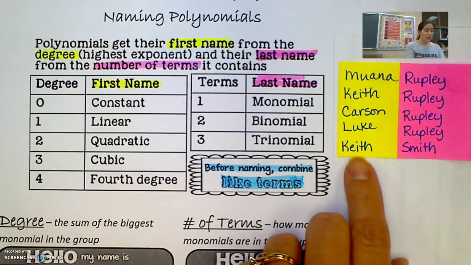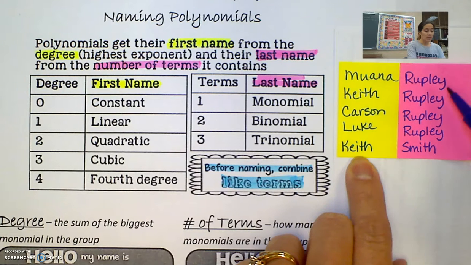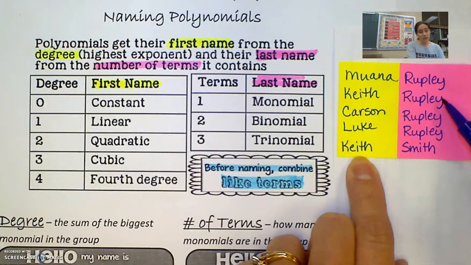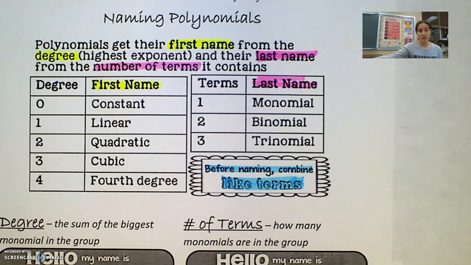Or we could have polynomials with the same first name, so Keith and Keith, but this one's last name is Rupley and this one has Smith. So again, we're going to have polynomials that have the same first name, the same last name, or they might be completely different. But the key thing is a polynomial has two names, a first name and a last name. And that's what you're going to be learning in this video.